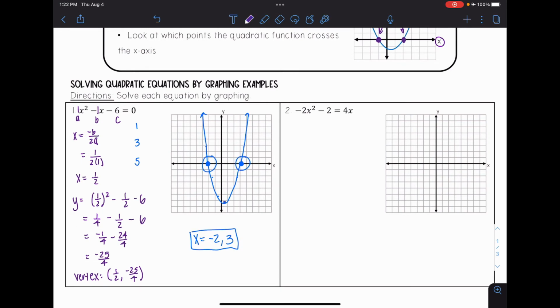So now let's look at number 2. Number 2, I have -2x squared minus 2 is equal to 4x. So I noticed with this one that it's not set equal to 0. So my first step is I'm going to go ahead and move 4x to the other side. And so I'm going to subtract 4x from both sides. So I want this to be in standard form. And to be in standard form, my x term needs to be in the middle. So I'm going to have negative 2x squared minus 4x minus 2 is equal to 0.